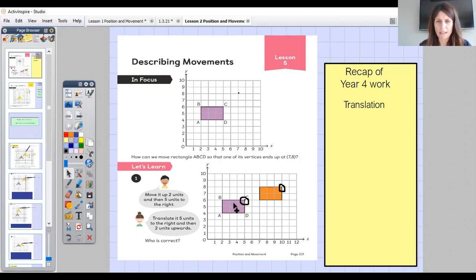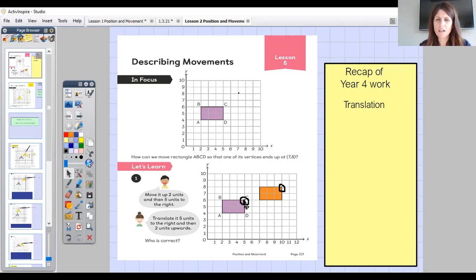Now, one thing to really think about with translation is that we don't go diagonally. We always go across and then up or down. And in this instance, we've gone across to the right and then we've gone up. So we're going to look at point C here on our original shape, the purple shape, and we're going to see how many units we go across to the right and how many up. So count with me. 1, 2, 3, 4, 5 right and 1, 2 up. Okay, so that point C, that vertex C, has moved 5 to the right and 2 up.